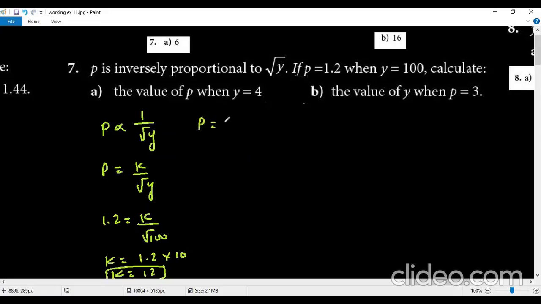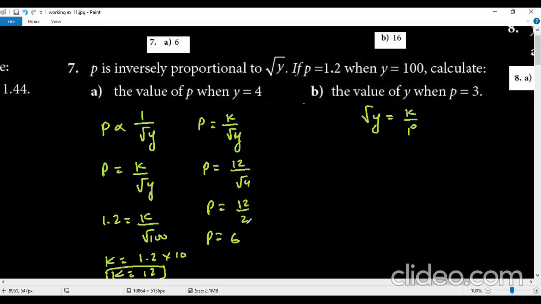We know the value of p equals k over under root y. And here I will write under root y equals k over p. Now the value of p is to be found out. K is 12, under root 4. That means p equals 12 divided by 2. The value of p is going to be 6. In here, under root y equals k is 12, p is 3. That means under root y equals 4. Squaring both the sides, y is going to be 16.